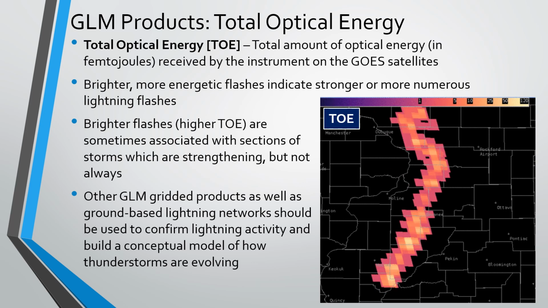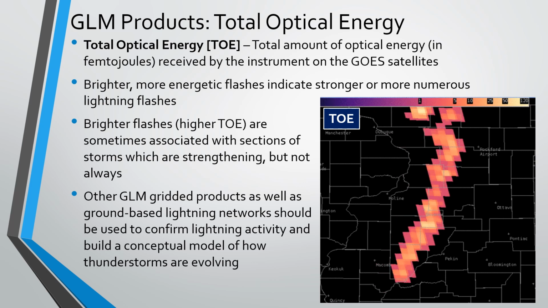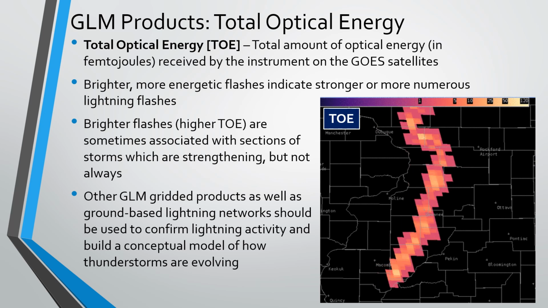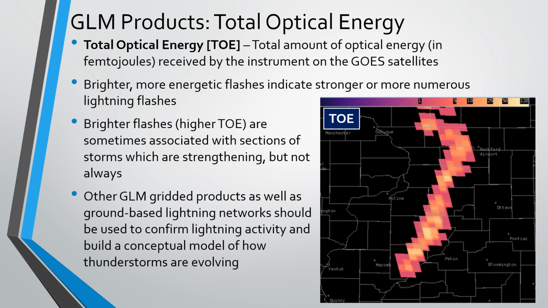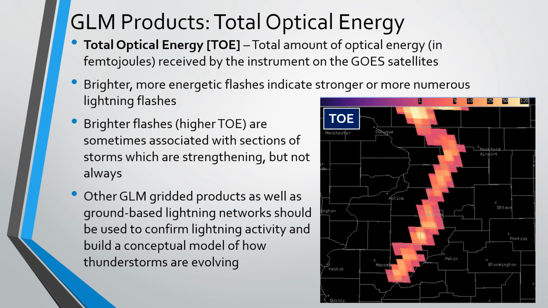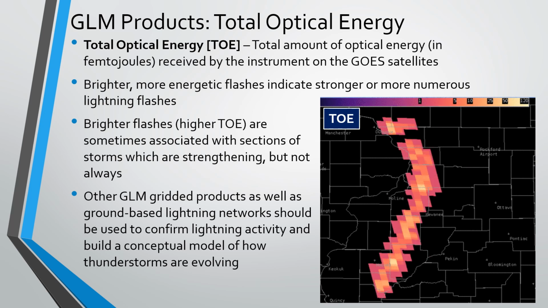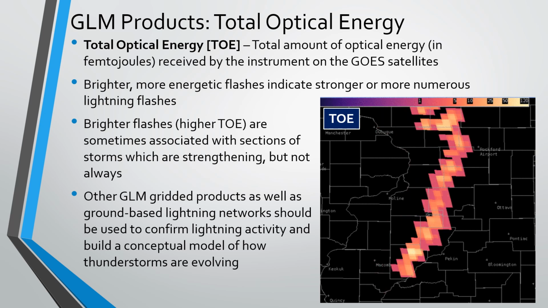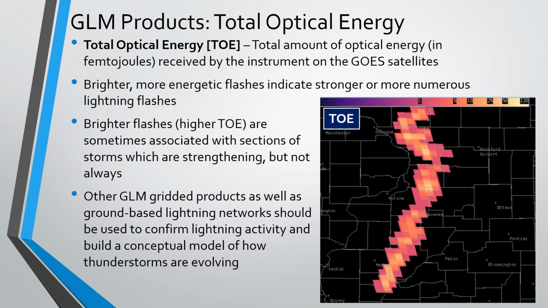Forecasters in practice have found that there is a less clear relationship between TOE values and the indications of how storms will continue to form. Other GLM gridded products such as FED and MFA, as well as ground-based lightning networks, should be used to confirm the lightning activity and build a conceptual model of how thunderstorms are evolving.